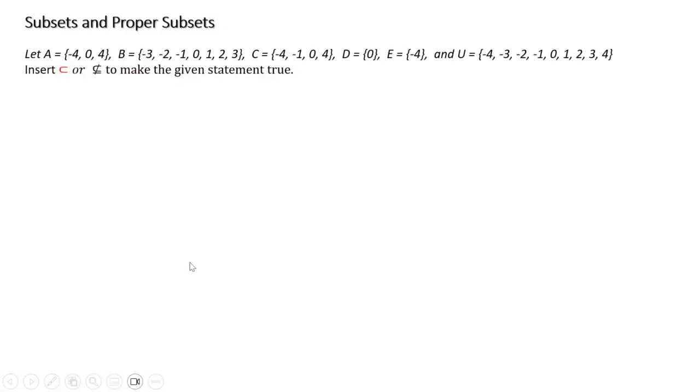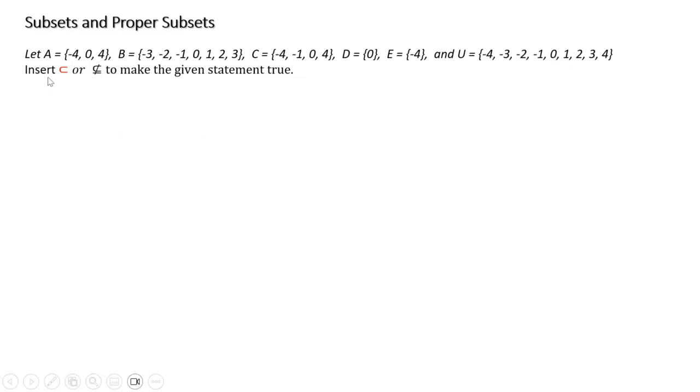Okay, now this is from the homework. On the homework, it gives: let A have the elements -4, 0, and 4. Set B has the elements -3, -2, -1, 0, 1, 2, and 3. Set C has the elements -4, -1, 0, and 4. Set D has the element 0. Set E has the element -4. And this is my universal set. The U stands for universal set. The universal set has the elements -4, -3, -2, -1, 0, 1, 2, 3, 4.